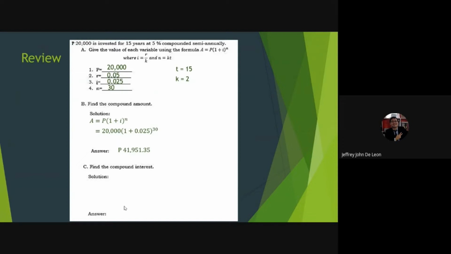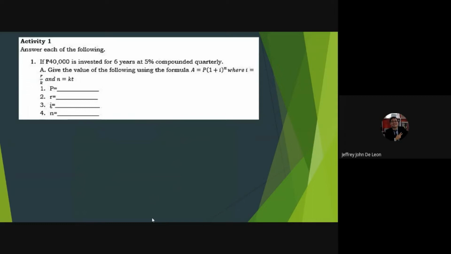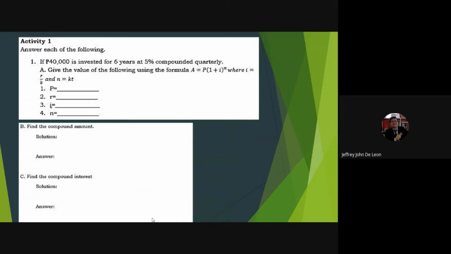41,951.35. And to find the compound interest, or I sub C, equals the future value minus the present value, where your future value is 41,951.35 less 20,000. The answer is 21,951.35 pesos. So for your first activity, you answer each of the following. This is just the same as the previous review example. Find the compound amount, the solution, the answer, and find the compound interest.